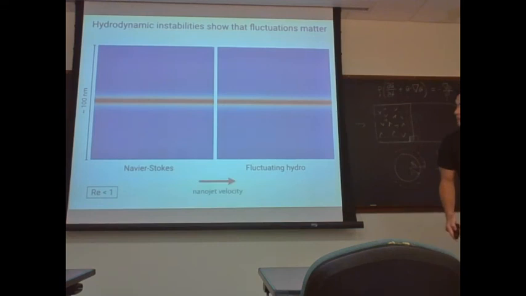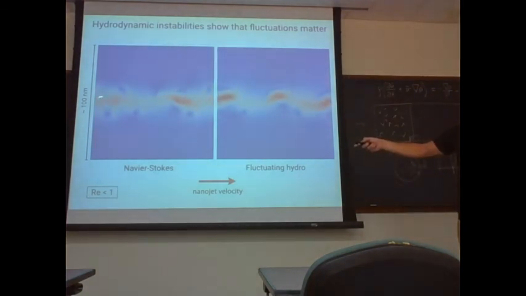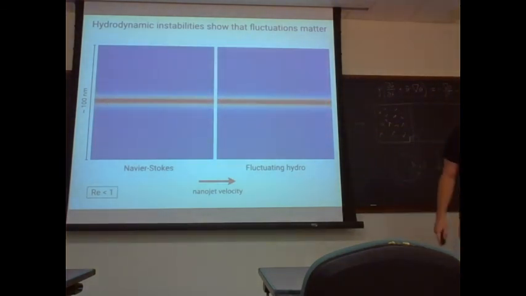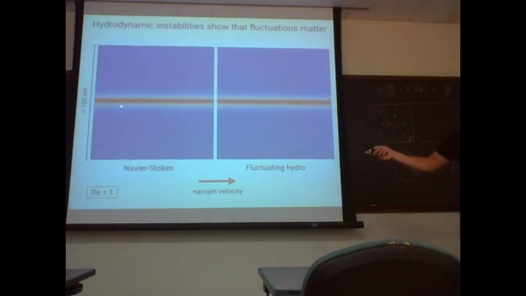So here's just one simulation I've done that a lot of you guys have seen. This is fluctuating hydrodynamics on the right and Navier-Stokes on the left. And what I basically have is a 5 nanometer width jet. Reynolds number is, I think, 1-ish, so pretty low. Not where you would expect to see turbulent-like behavior. What's a Reynolds number? Yeah, I'll write that down in a second.